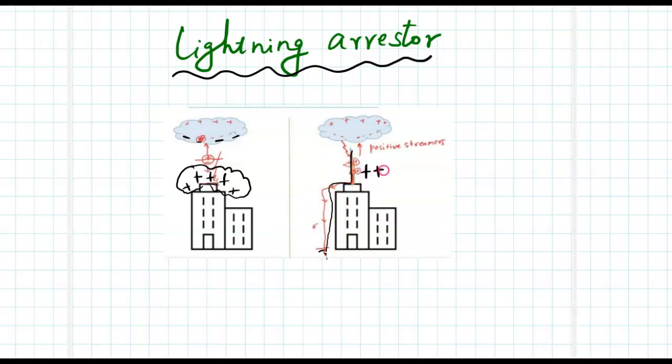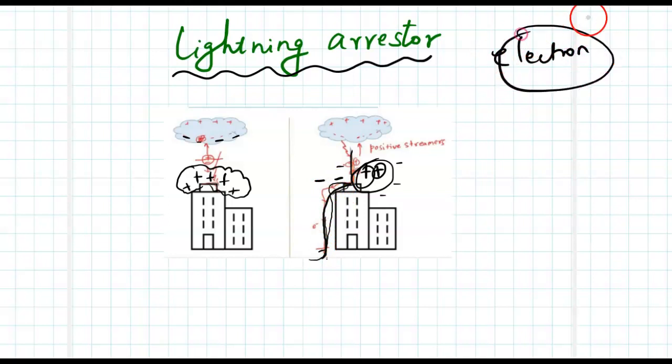If it is positive charge, it will be neutralized by getting electrons from the ground. So the electrons will flow through the copper rod to the top and neutralize the positive charge, and finally there won't be any charge and there won't be any lightning. So this is called a lightning arrestor. In case there are electrons on the top, if negative charge is accumulated, these electrons can flow to the ground, because only electrons can flow, positive charges will not flow.